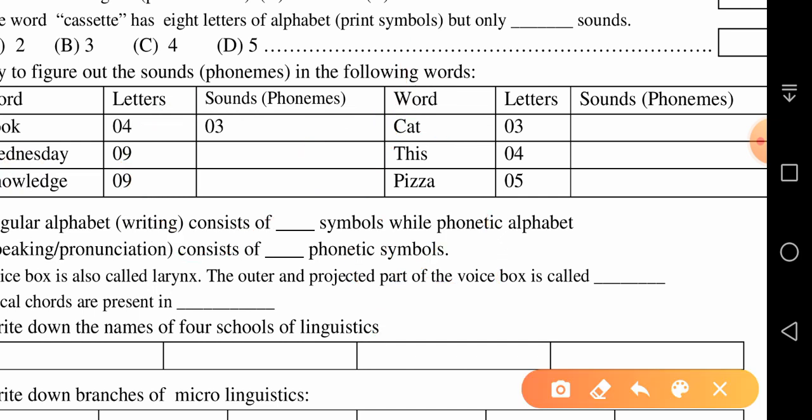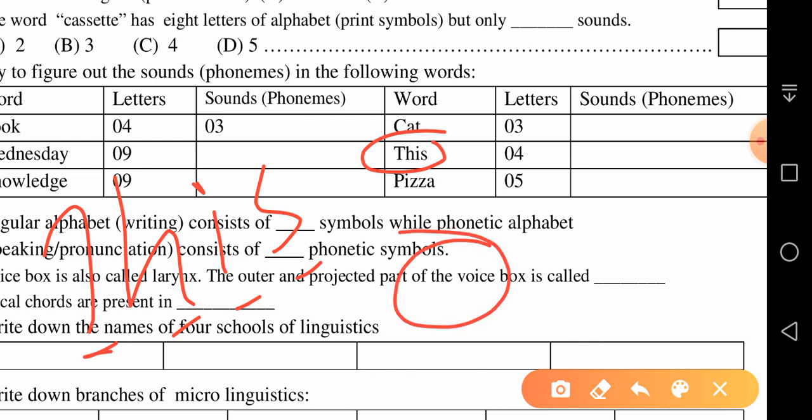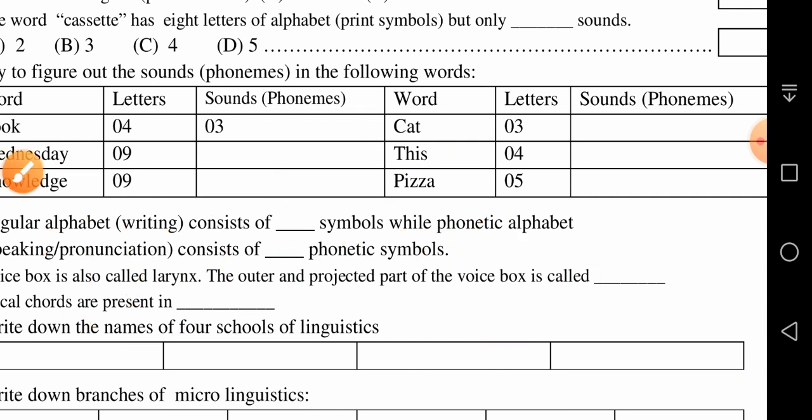Okay. Now here, this letters 1 2 3 4. Let's count the sounds. 3 sounds. This is the symbol of a dental sound, dental English sound. This consonant, consonant, and a vowel sound. 3 sounds. And here's the word pizza.